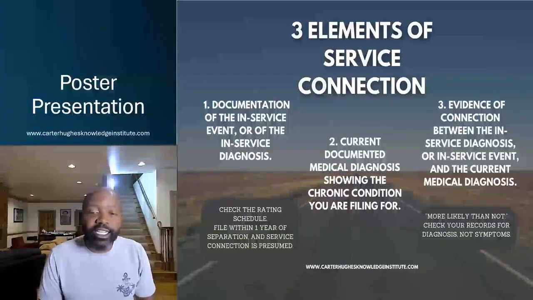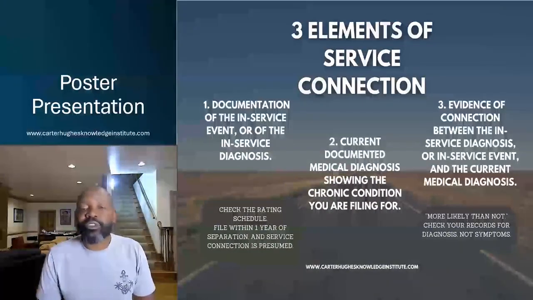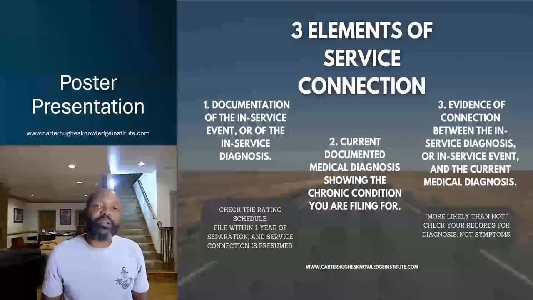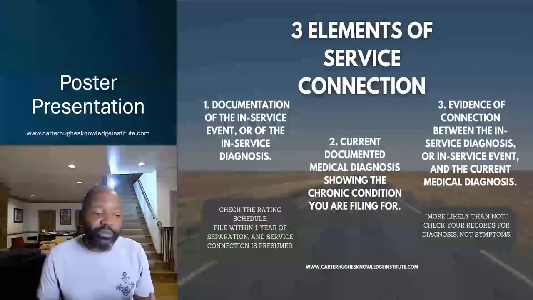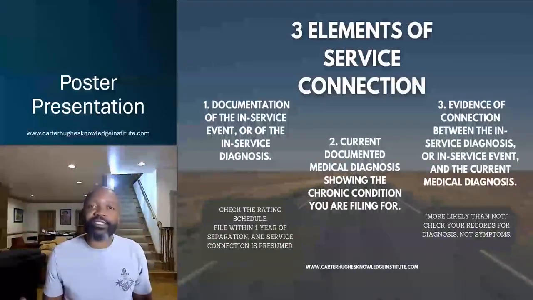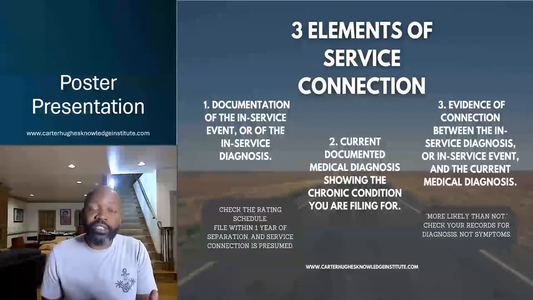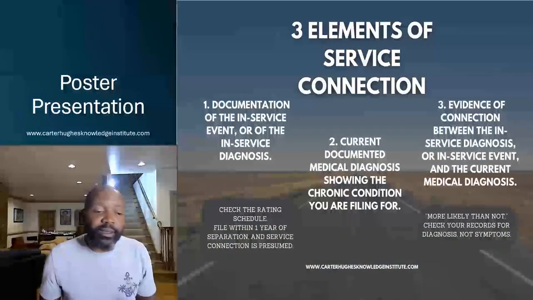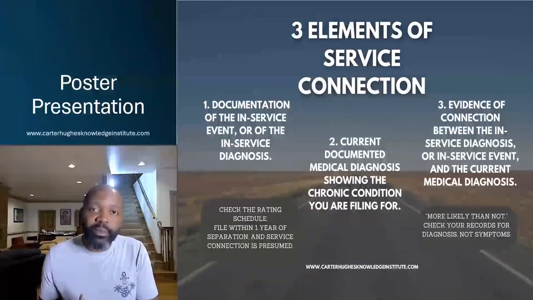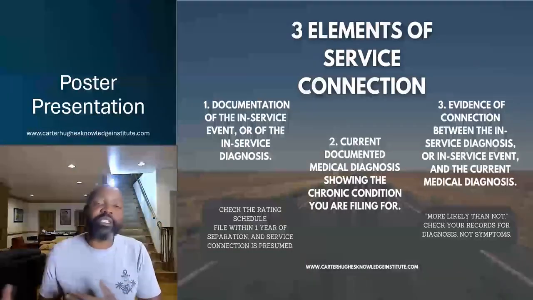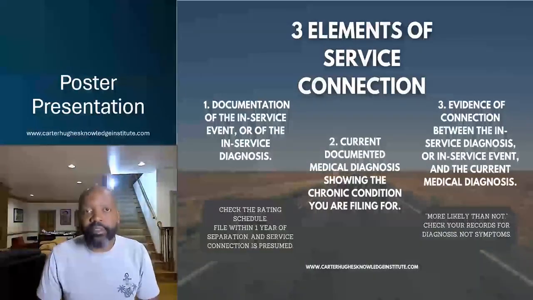Number three, evidence of a connection between the in-service diagnosis or in-service event and the current medical diagnosis. This is referred to as a nexus link. In that decision letter, when they talk about there's no nexus, this is what they're talking about. Because every condition that gets approved by the VA must be a chronic condition, meaning it's something that you've been dealing with for an extended period of time and you continue to deal with it.